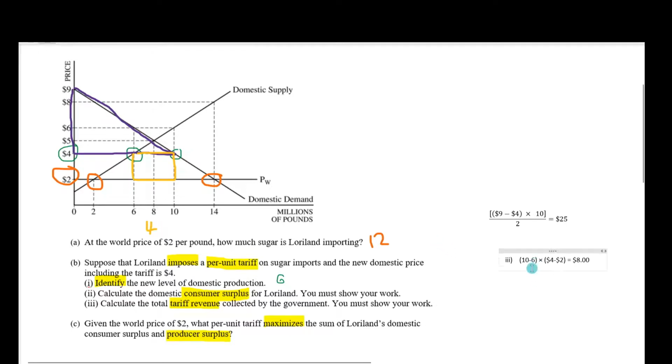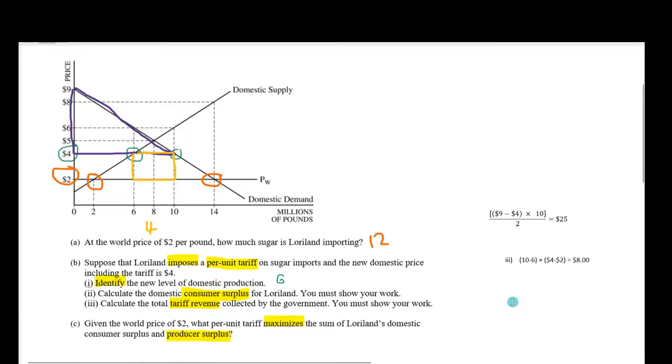So the calculation would look like this, and when it asks you to show your work or explain, you do need to write this out if it's on the AP exam. So 10 minus 6 is the quantity, $4 minus $2 is the price difference, that's the value of the tariff per unit, gives us an $8 tariff revenue for B3.